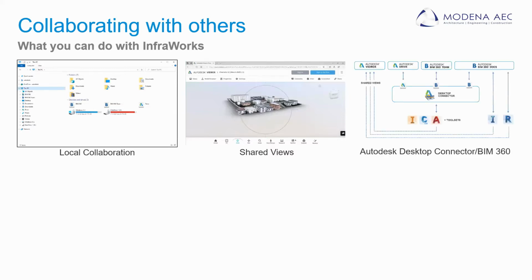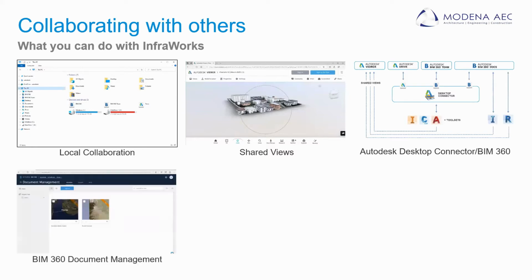From there, we move on to our Autodesk Desktop Connector and BIM 360. This allows us to manage our data sources within Infraworks, and there's a small workflow shown over there. And finally, we have BIM 360 document management. Here you can create a BIM 360 project and store all your design documentation and models in a centralized cloud storage location.